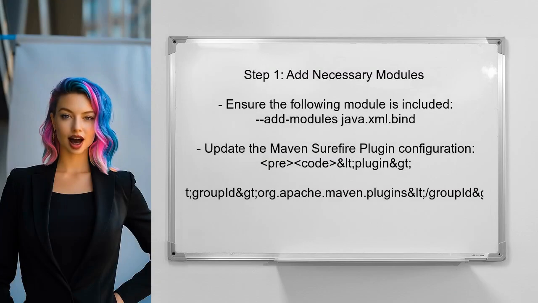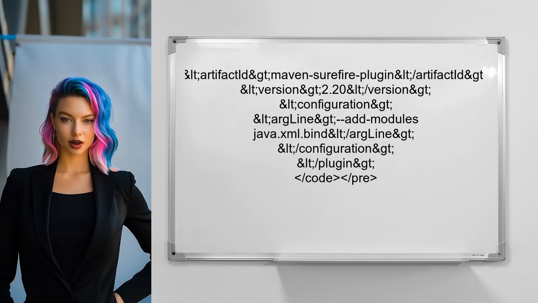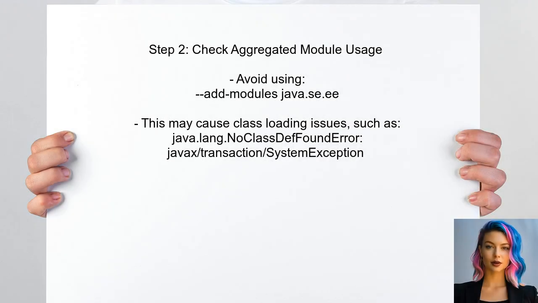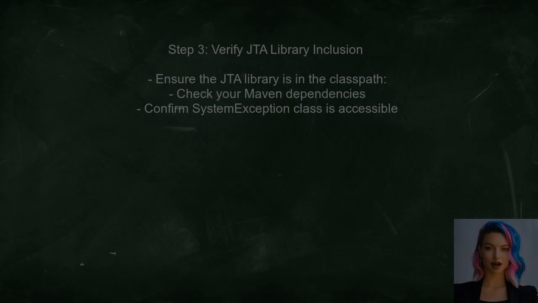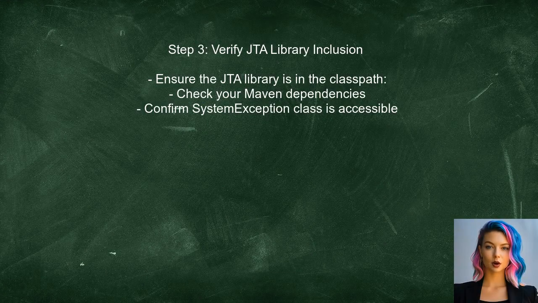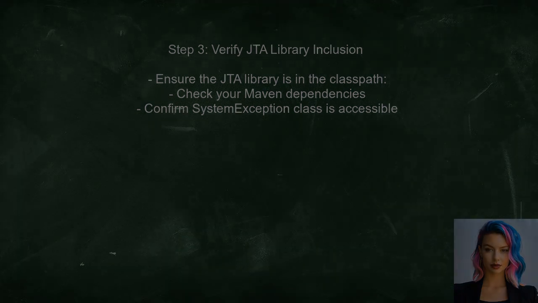To address the issue with Hibernate 5 on JDK 9, the user should first ensure that the necessary modules are correctly added to the JVM configuration. This includes the java.xml.bind module, which is essential for JAXB functionality. Next, the user should check if the aggregated module java.se.ee is being used correctly. While it may seem like a solution, it can lead to class loading issues, as seen with the NoClassDefFoundError. The user should also verify that the JTA library, which contains a system exception class, is correctly included in the classpath during testing. This can help prevent the NoClassDefFoundError.